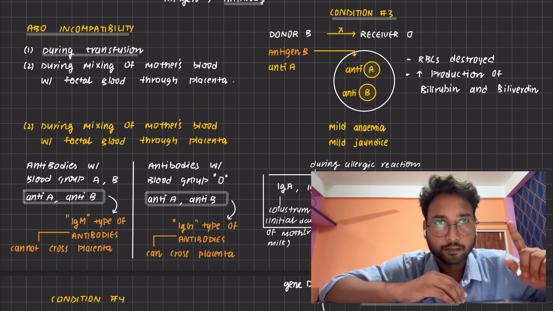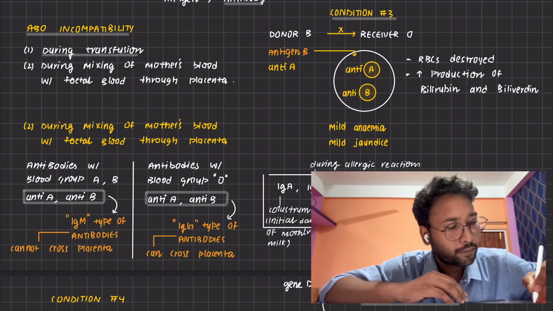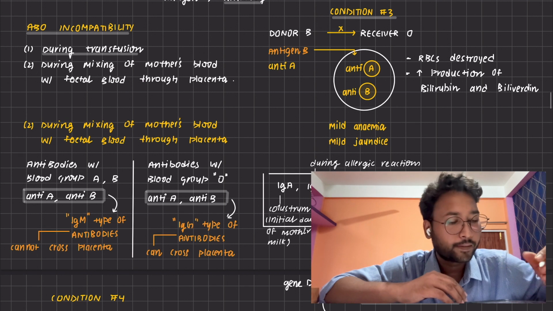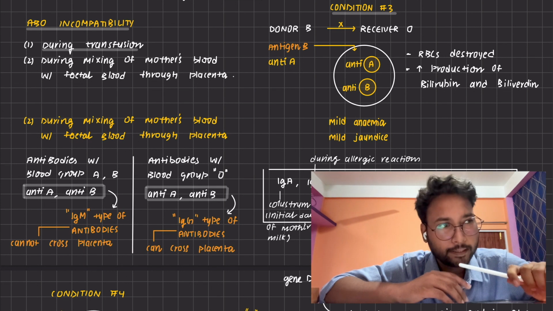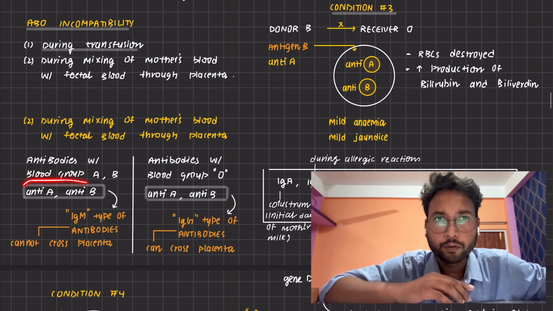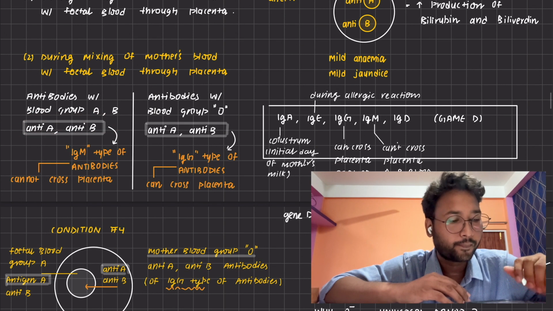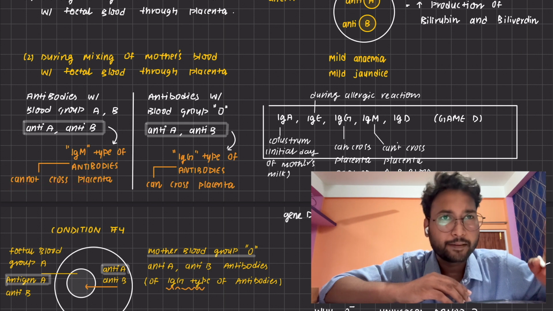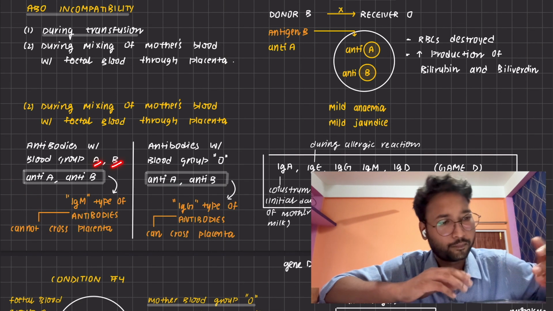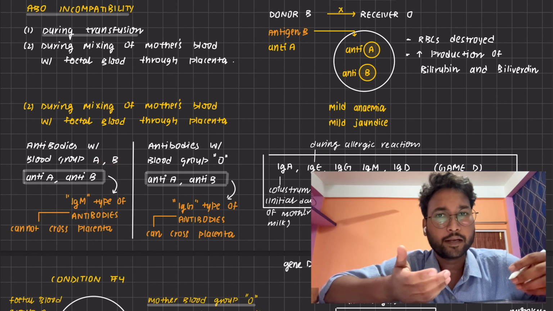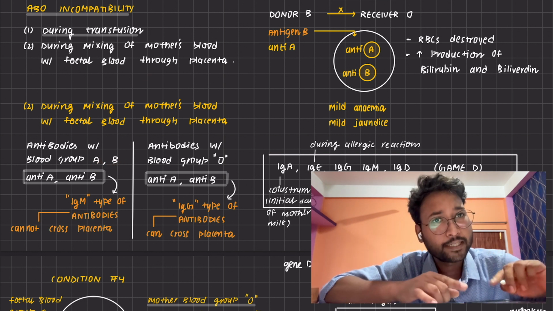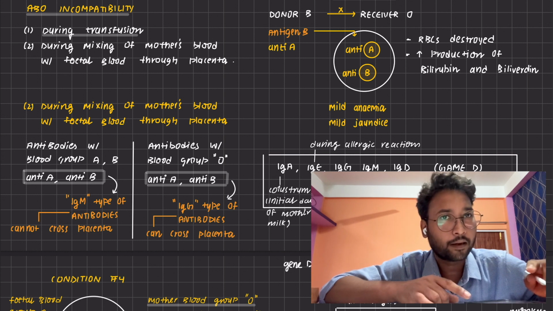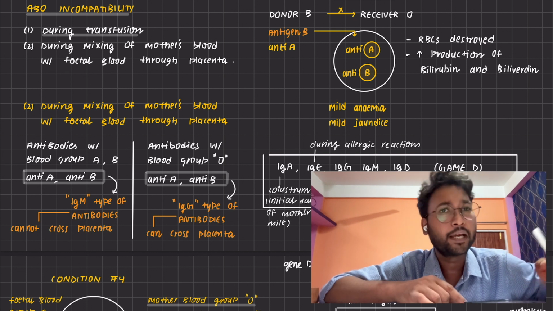But listen carefully. If the mother has O blood group, which means anti-A and anti-B antibodies both are present in plasma. These antibodies were also present in A blood group and B blood group, but those were of type IgM, which cannot cross the placenta. But in O blood group, the anti-A and anti-B antibodies can cross the placenta. That's why it will cause ABO incompatibility.